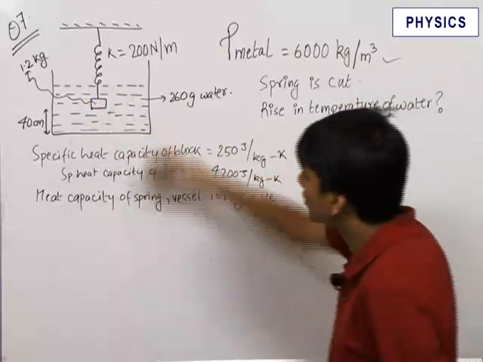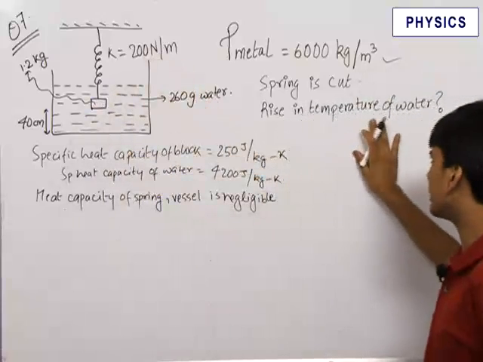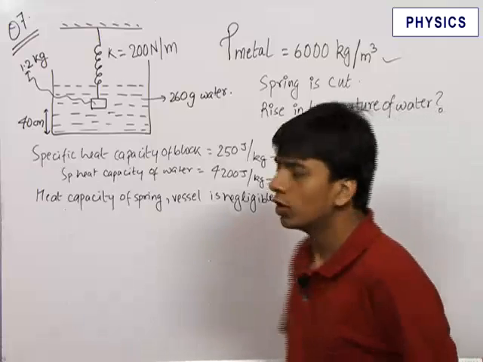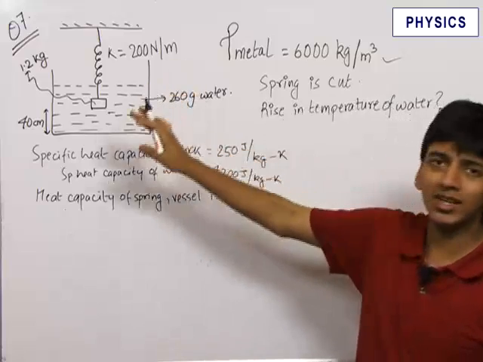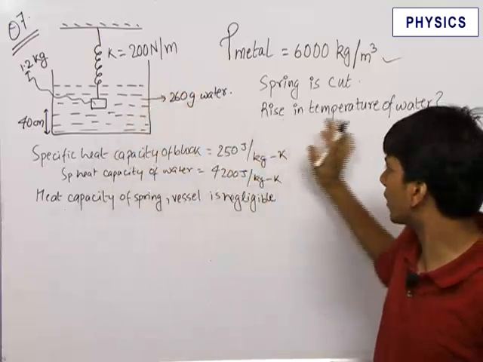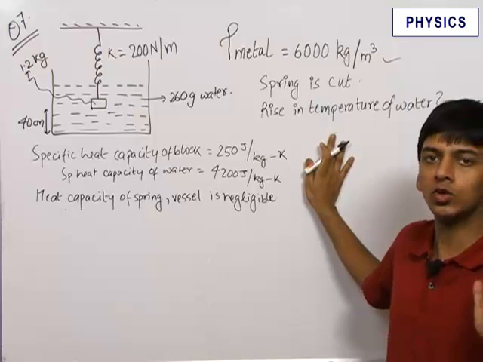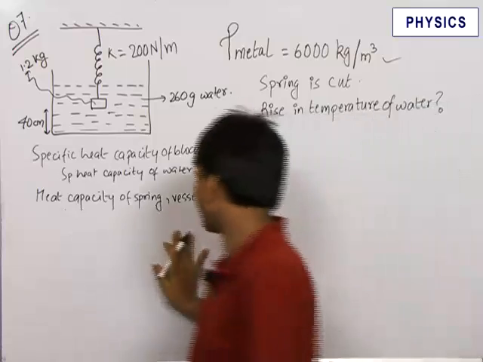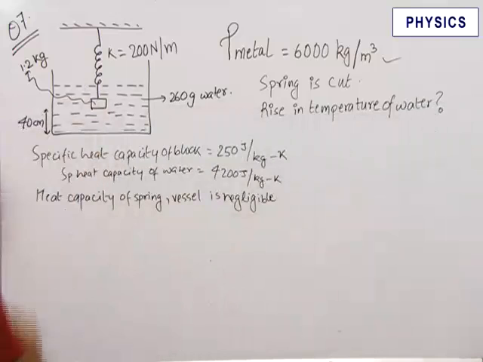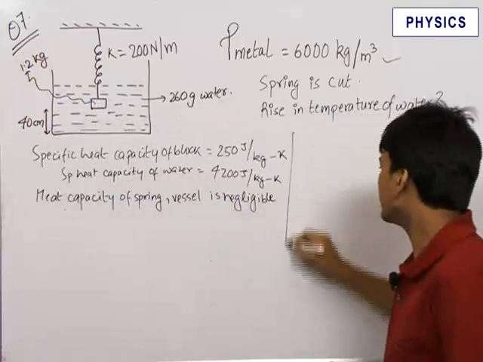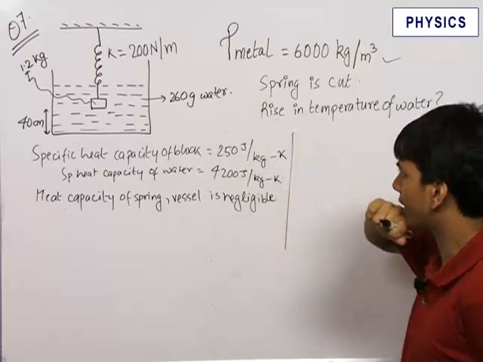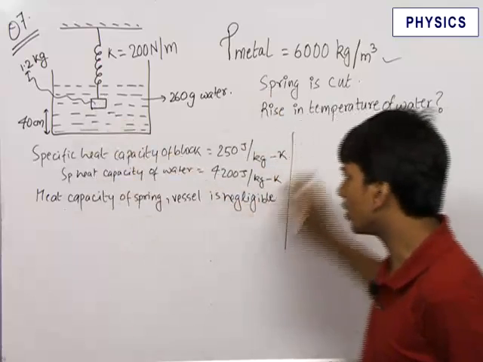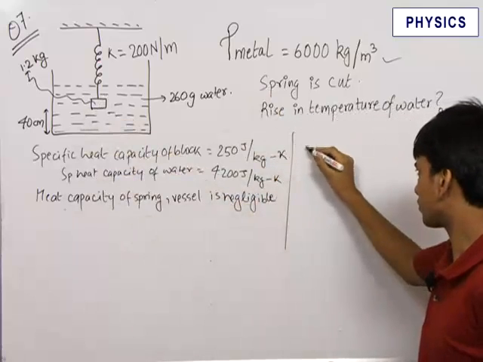Now what happens is that the spring is cut and we need to find out the rise in temperature of water. So the first assumption or consideration you have to make here is that all of the energy that is lost in this system is converted into heat, which is used to raise the temperature of the system. Now for that, let us find out the initial energy of the system, which is lost from the initial state to the final state. So for that, initially the system had potential energy stored in the spring, and potential energy stored in the block. Let us see what happens.